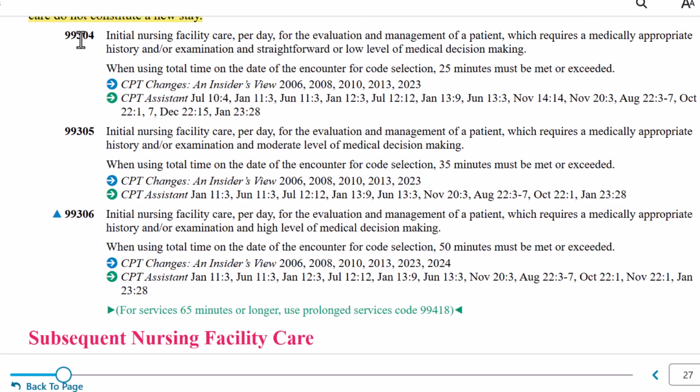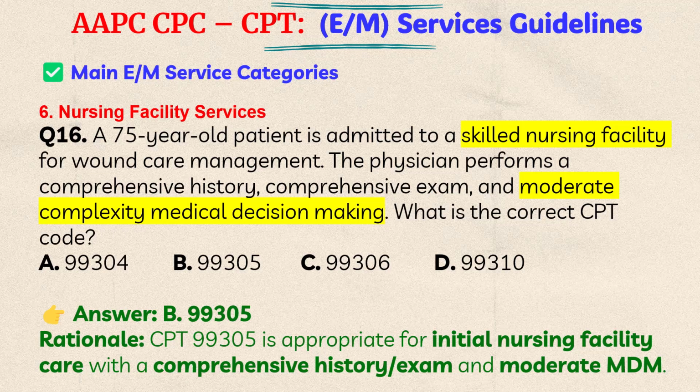So 99304 is initial nursing facility care, low level of medical decision making. 99305 is moderate level of medical decision making. You can see 99305 is initial nursing facility care per day for the evaluation and management of a patient which requires a medically appropriate history and examination and moderate level of medical decision making. So the correct code will be 99305. So the correct answer is B, that is 99305.